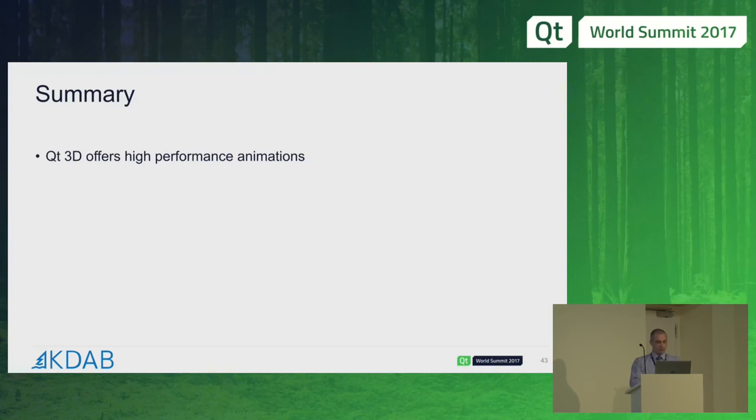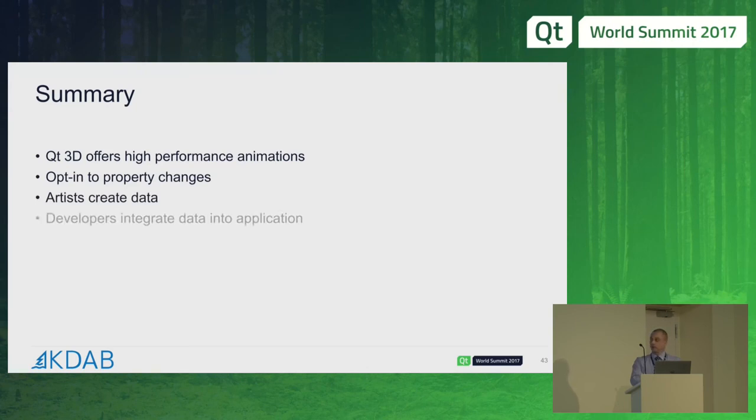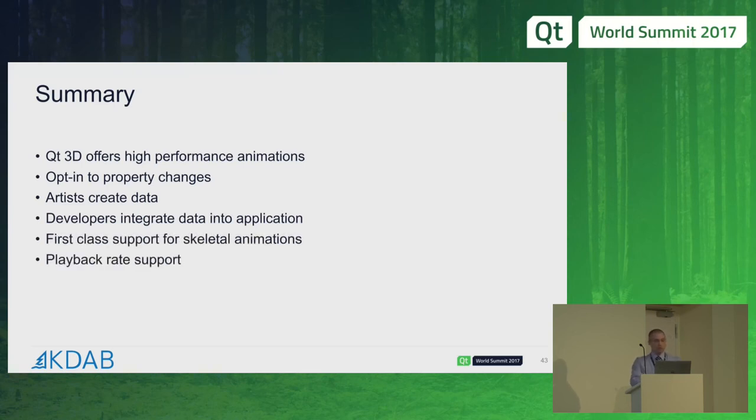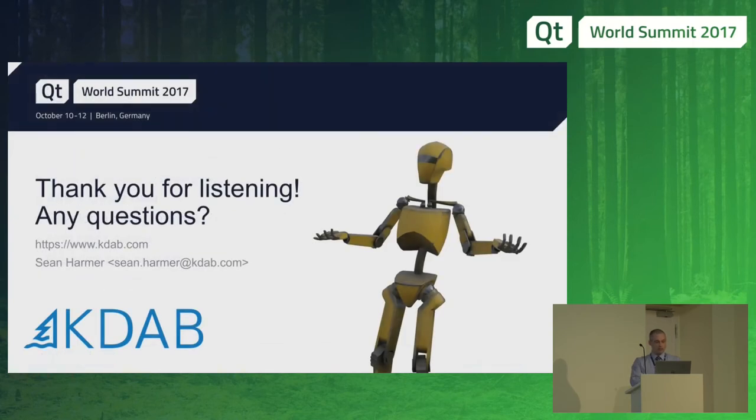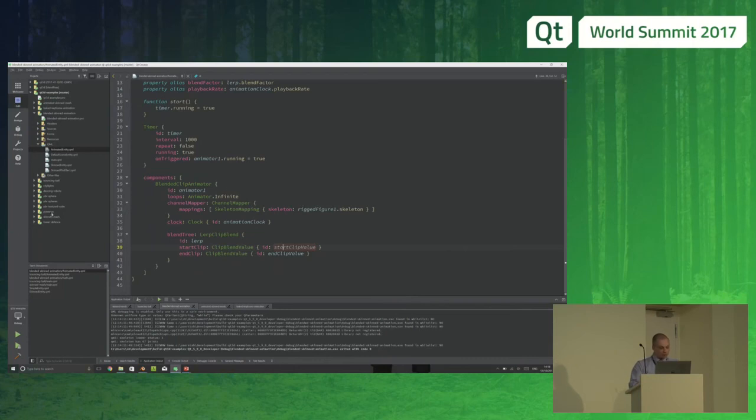So, quick summary. We have very high performance animations. We can opt into property changes, unlike the Qt Quick animations, and the artists can create the data rather than forcing the developer to do it. The developers just integrate it. And we have first-class support for skeletal animations and blend trees, playback rate support, animation blending. And just before we take questions, I will show you one final example.